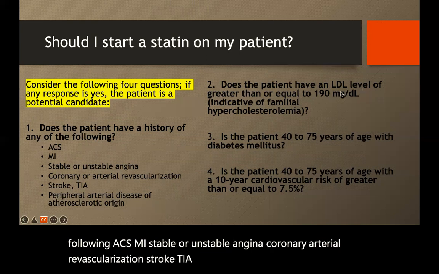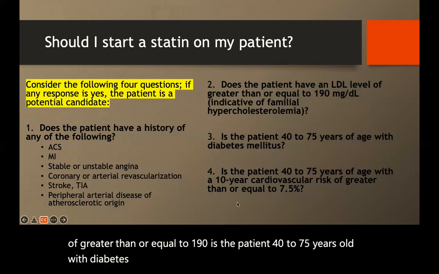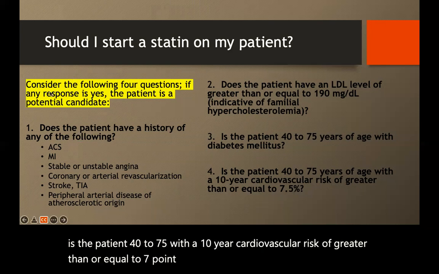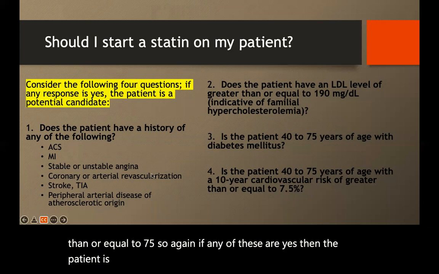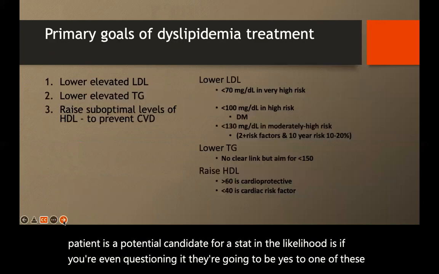Does the patient have an LDL level of greater than or equal to 190? Is the patient 40 to 75 years old with diabetes mellitus? Is the patient 40 to 75 with a 10-year cardiovascular risk of greater than or equal to 7.5%? So again, if any of these are yes, then the patient is a potential candidate for a statin. The likelihood is, if you're even questioning it, they're going to be a yes to one of these four questions.